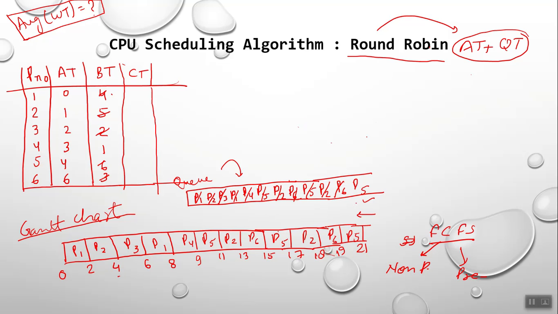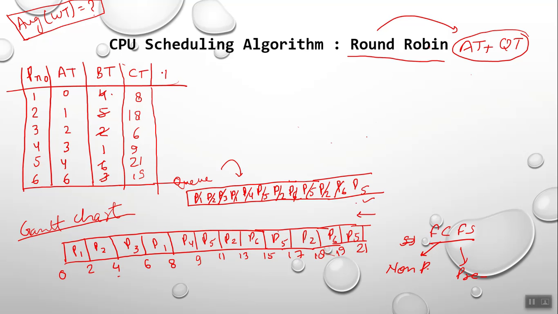For P1 the completion time is going to be 8 here, right? Yeah, 8. For P2 the completion time will be 18. For P3, the completion time is going to be 6. For P4, the completion time is going to be 9. For P5, the completion time is going to be 21, and for P6, the completion time will be 19.